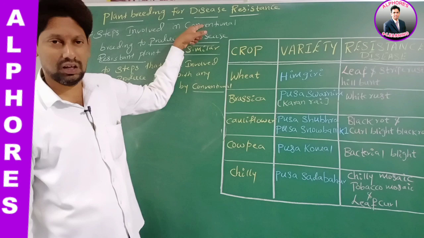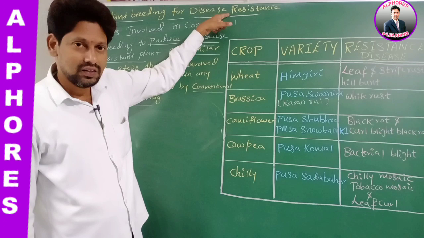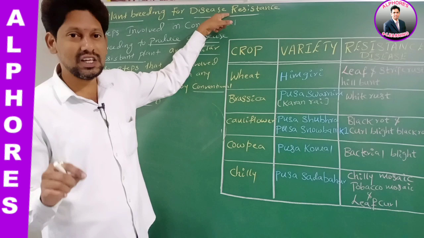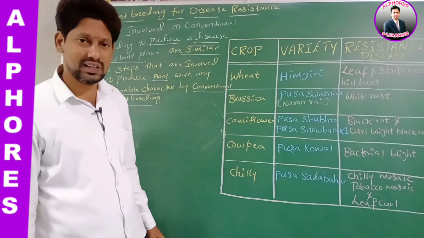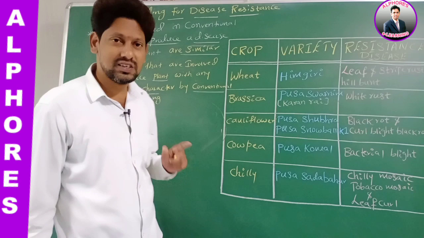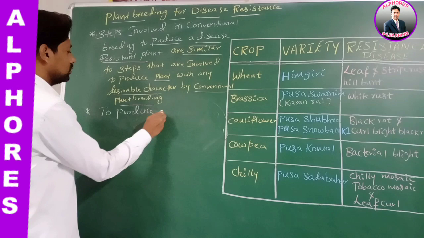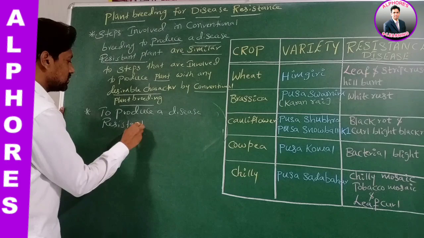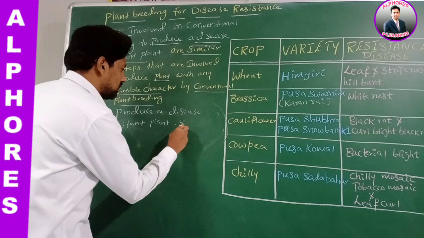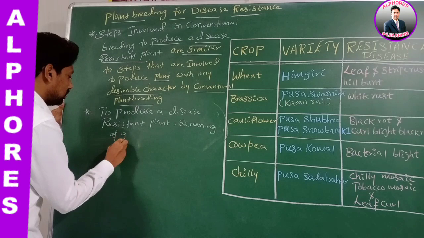Now you tell me. You want to produce a disease resistant plant. Then you will check the plants for which gene? Disease resistant gene. Therefore, we are evaluating plants for the disease resistant gene, and we are selecting plants with disease resistant genes as parent plants. Is this statement okay? Therefore, to produce a disease resistant plant, screening of germplasm is done.